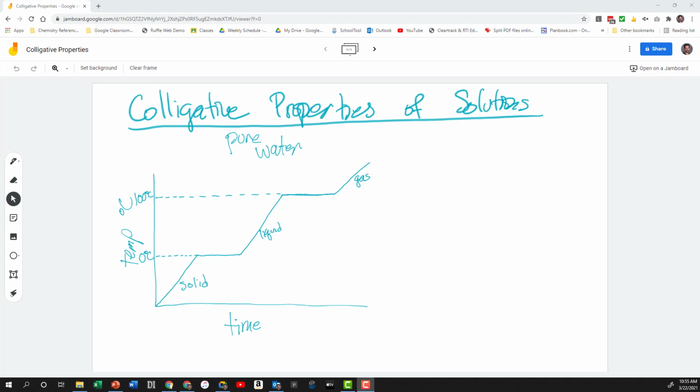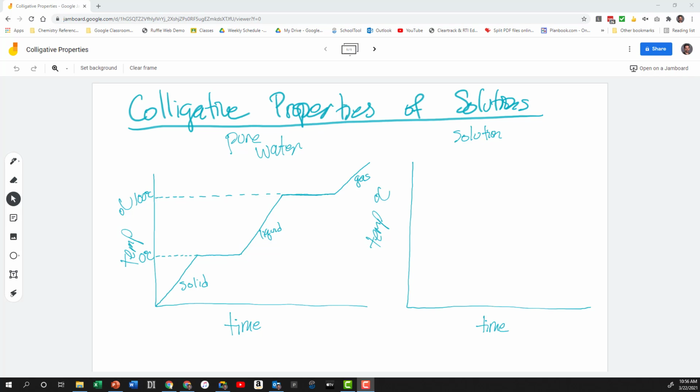Now let's say we take some water and instead we add to it some solute. So like salt or sugar or anything that can dissolve into the water. So this is a solution, a homogeneous mixture of two things. Remember, homogeneous means that it's distributed the same throughout at the molecular level.